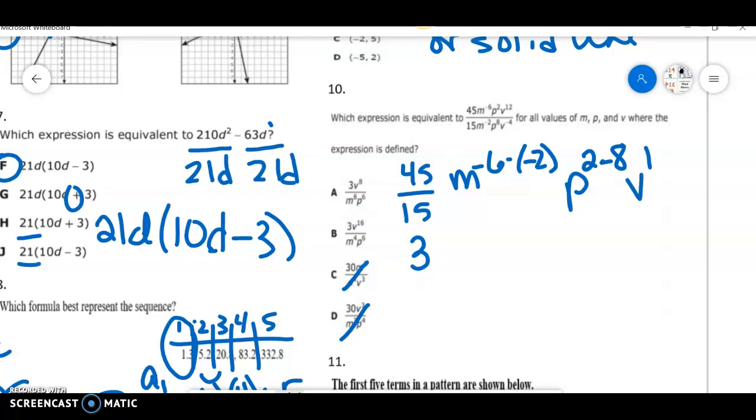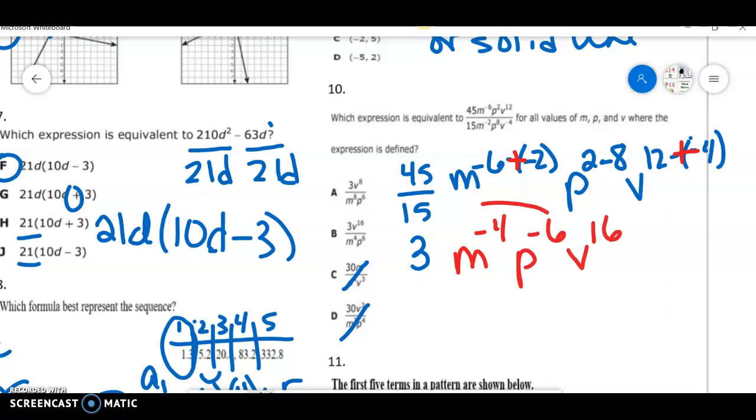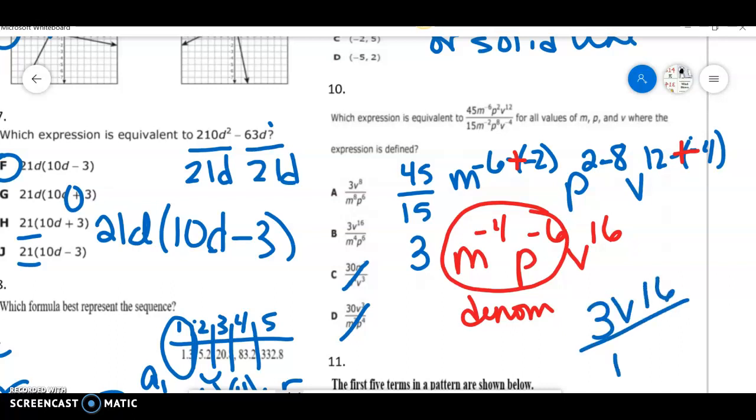And then we have 12 minus a negative 4. And we can see here we have double negatives become a positive. So when we solve this, we get negative 6 plus 2 is negative 4. 2 minus 8 is a negative 6. 12 plus 4 is 16. And we need to remember that these are negative, so these are going to go in the denominator. So when I rewrite this, I have 3b to the 16 all over m to the 4 p to the 6th, which is going to be letter B.